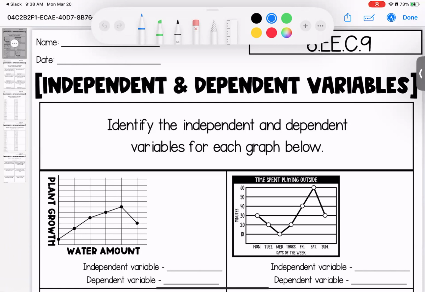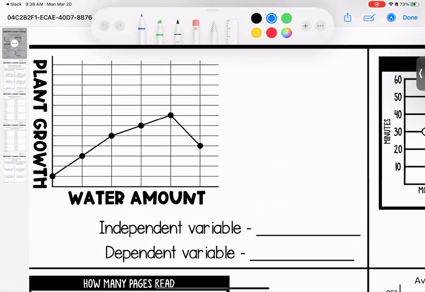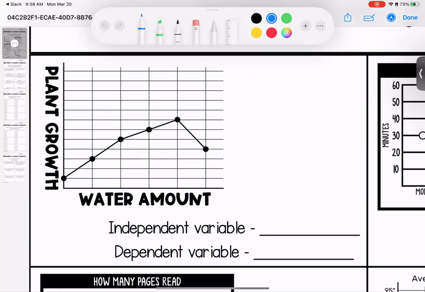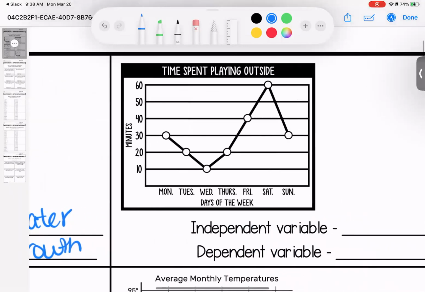As a reminder, the dependent depends on the independent. So the independent is the one that causes change in the dependent. Let's jump in. We're looking at this first graph. The independent is the water. And what depends on the water? The growth of the plant. So the water changes the amount of growth. If we don't have enough water, the growth does not increase.